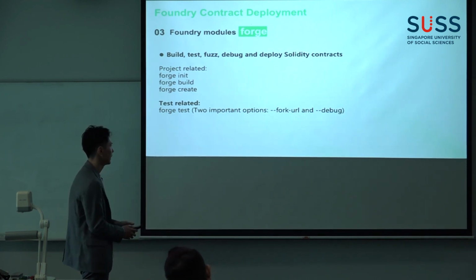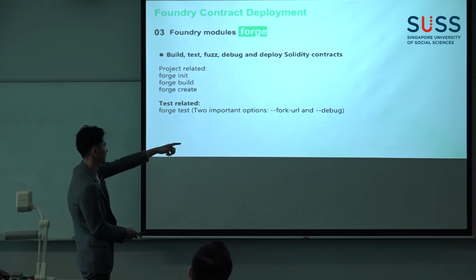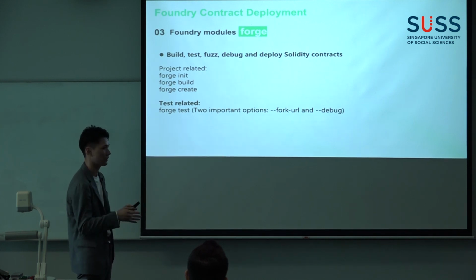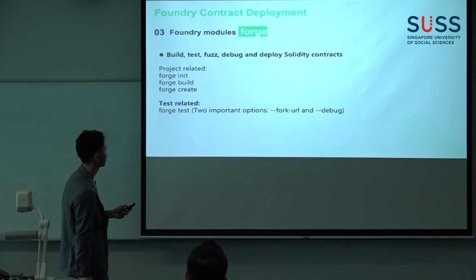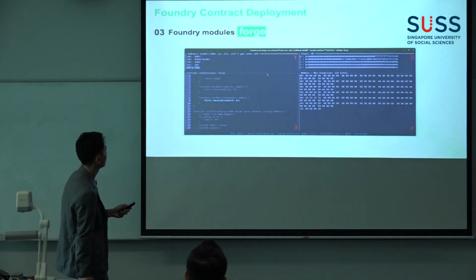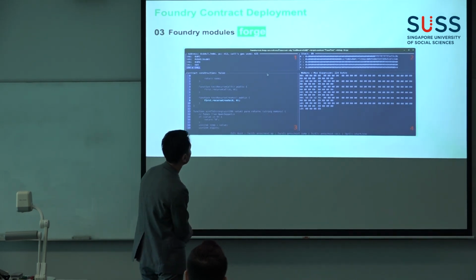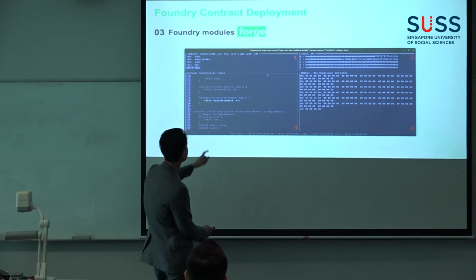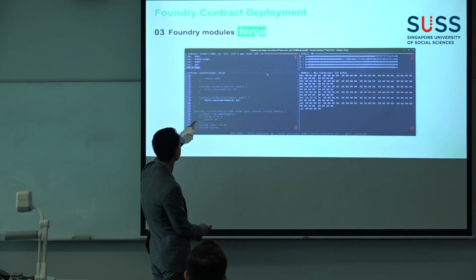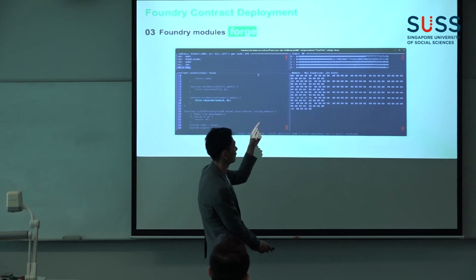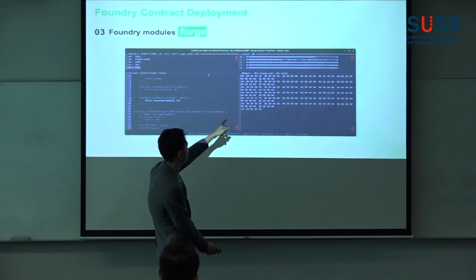As a security researcher, I frequently use the debug option for testing and also fork-url, which means that it will fork certain blocks and also get debug information. And this is the powerful feature of Foundry. Let's see. Yeah, this is the code of the contract, and that is the instruction of each step. And this is the stack layout. So you can see different slots have different values. It's very clear. And this is the memory.